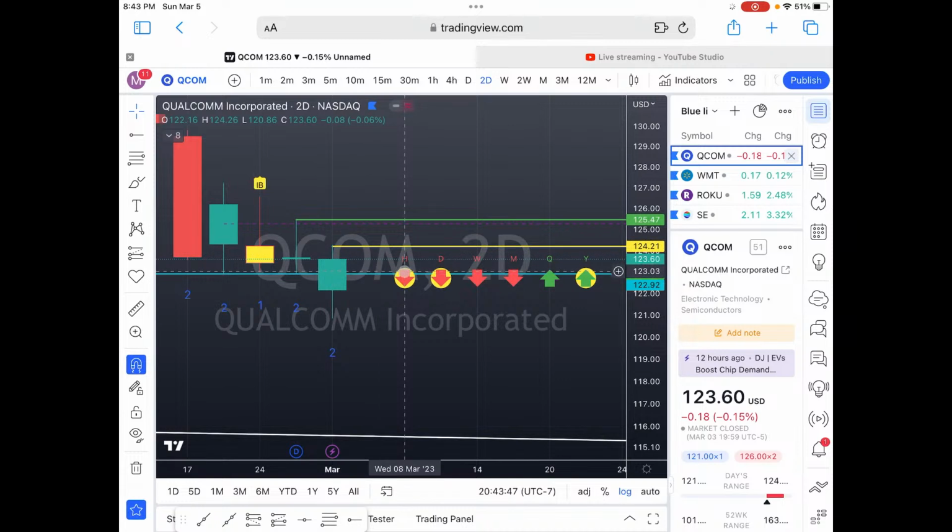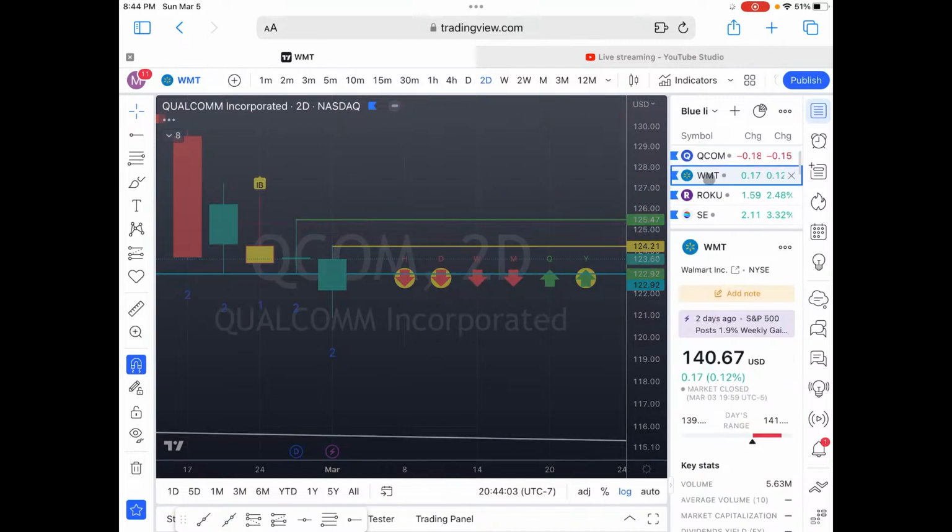But if it trends up, now the hourly and the daily and the weekly will all be green, and the majority of our time frame will be back to the upside. So we can look for common shares or calls on this one at 124.21. And then we have our first target at 125.47. Okay, we'll go to Walmart.